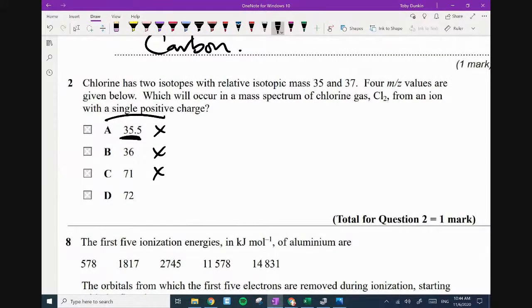Because 72, of course, is a chlorine 35 bonded to a chlorine 37, with a 1+ charge. Yeah? So if I do 35 plus 37, that gives me 72. So that one can be done, with a plus. Well, that makes sense.